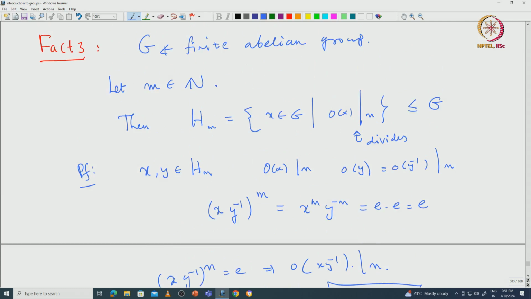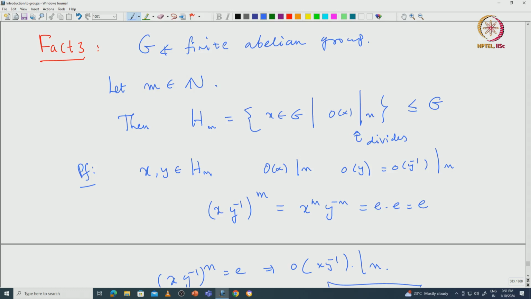So for any m, you are able to get a subgroup which is explicitly given in this description: those x in G such that the order of x divides m. Note that if you have a subgroup of order m, then the elements of that subgroup satisfy this property. So in a finite abelian group, it is somewhat easy to produce lots of subgroups.